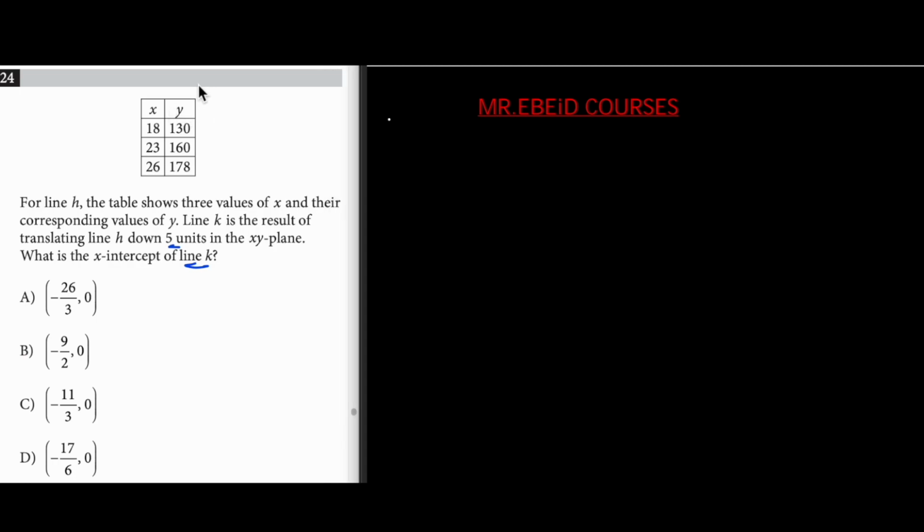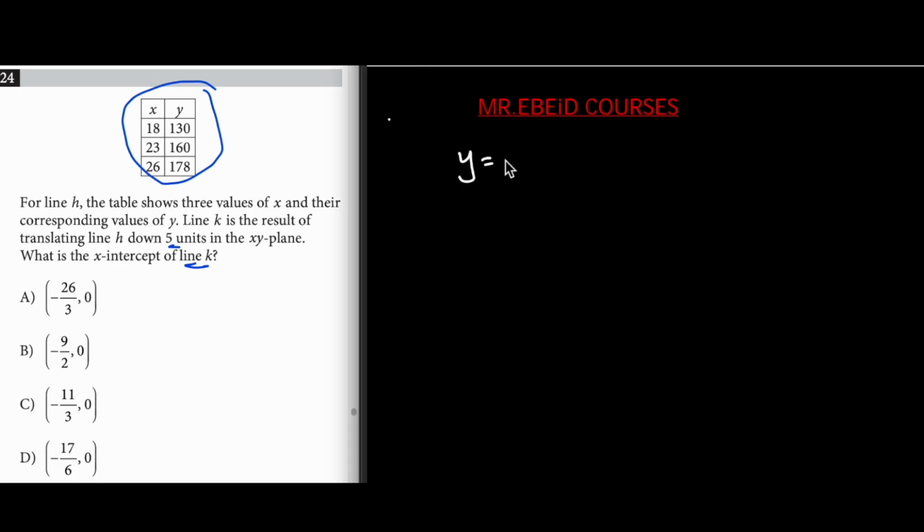As we know, if we have a table like that, we can create the equation of the straight line, which is y equals mx plus b, such that m is the slope and b is the y-intercept. How can we find the slope? We have a rule.